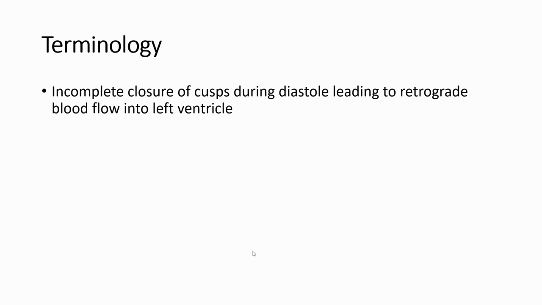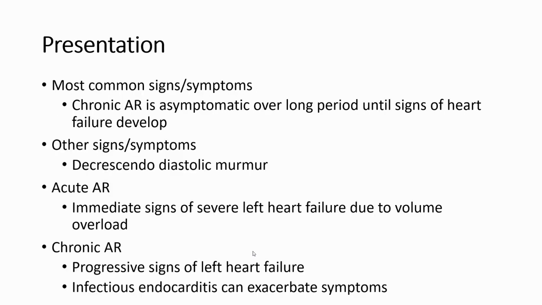So, aortic valve regurgitation is an incomplete closure of the cusps during diastole, leading to retrograde blood flow into the left ventricle. More common signs and symptoms.